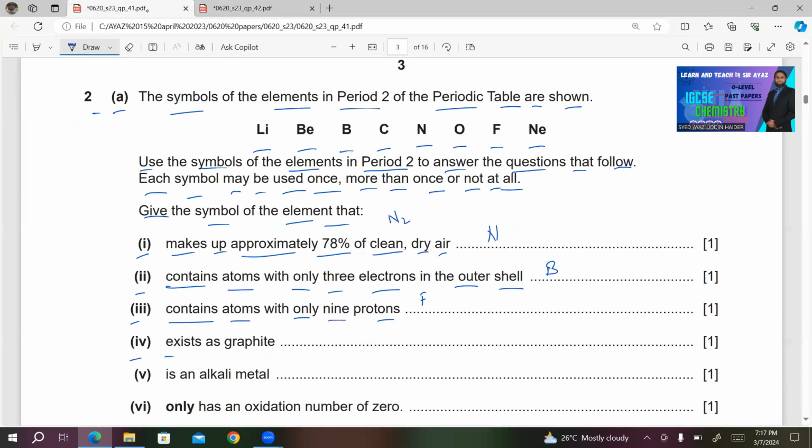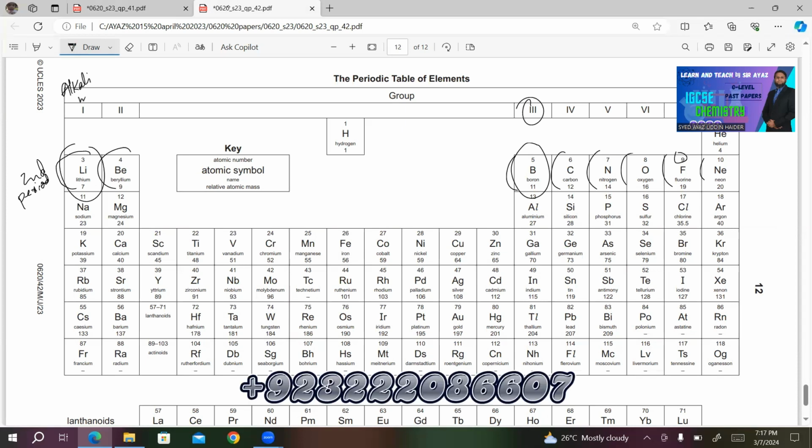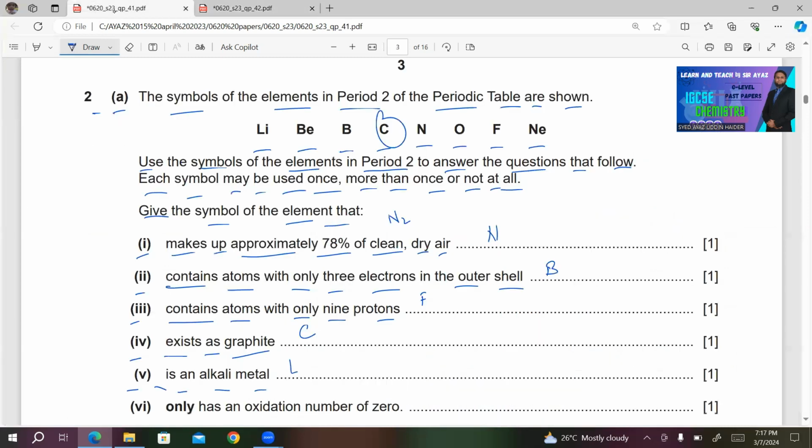Number 4, exists as graphite. Graphite is the allotropic form of carbon. So straight away you will write the symbol C here. Number 5 is an alkali metal. You see, first element, that is Li, belongs to group 1. These are alkali metals. Group 1, alkali metals. So you will write the symbol Li here.